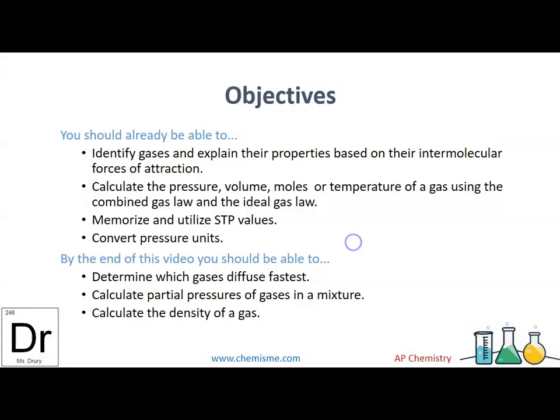In this video, we're going to talk about additional gas laws. You should already be able to identify and explain gases' properties and the force of attraction, calculate the pressure, volume, moles, and temperature of the gas using both PVT and PVNRT, memorize and utilize STP values and convert to pressure units. And by the end of this video, you're going to also be able to determine which gases diffuse the fastest, calculate partial pressures of the gas in a mixture, and calculate the density of a gas.